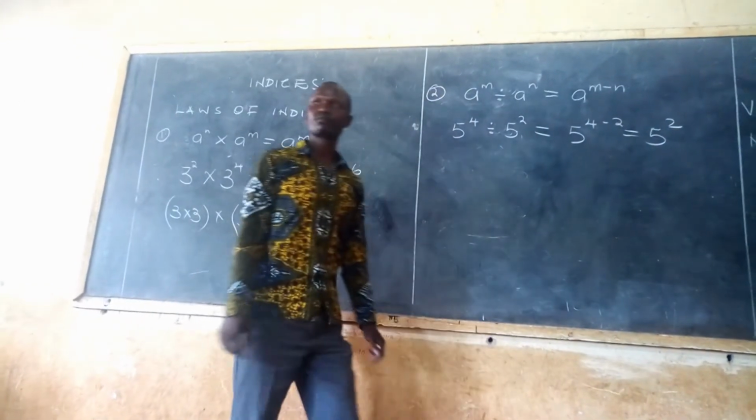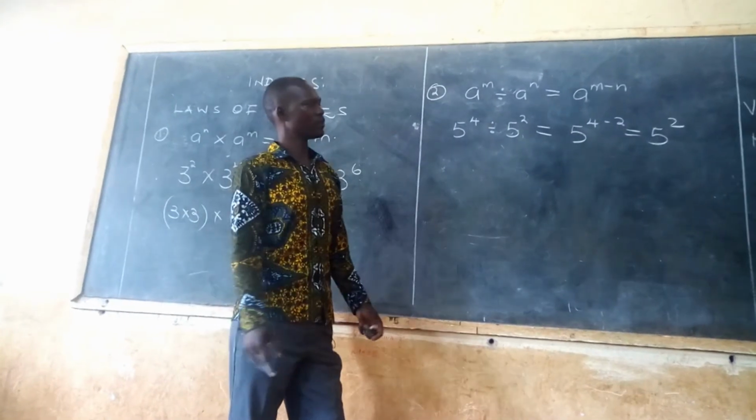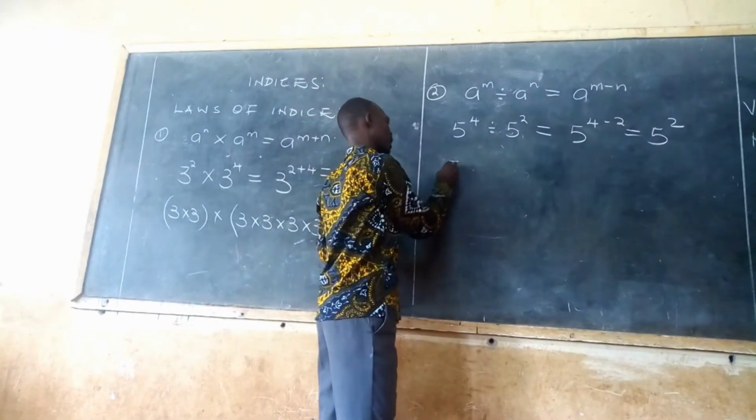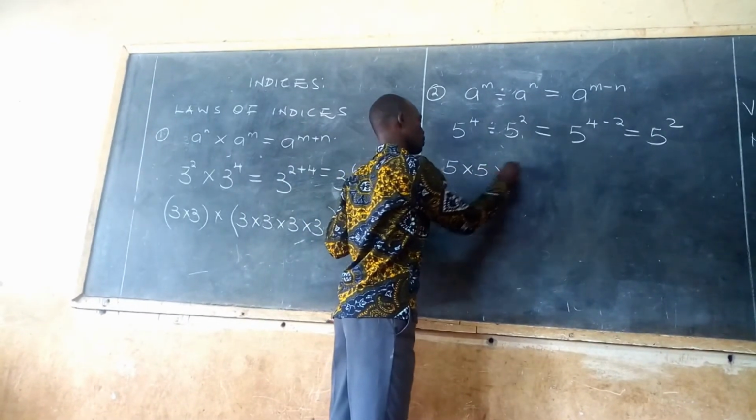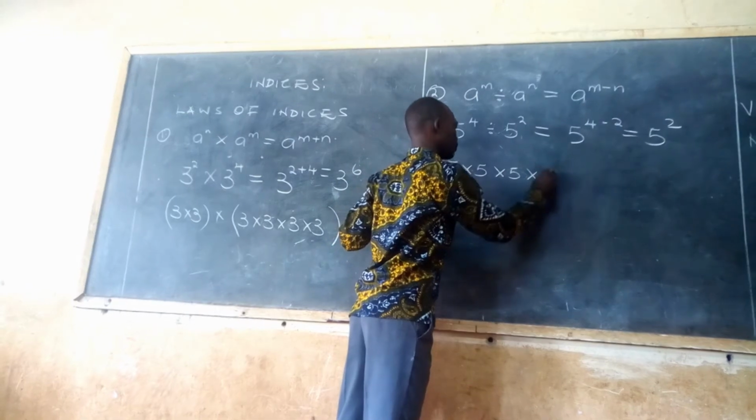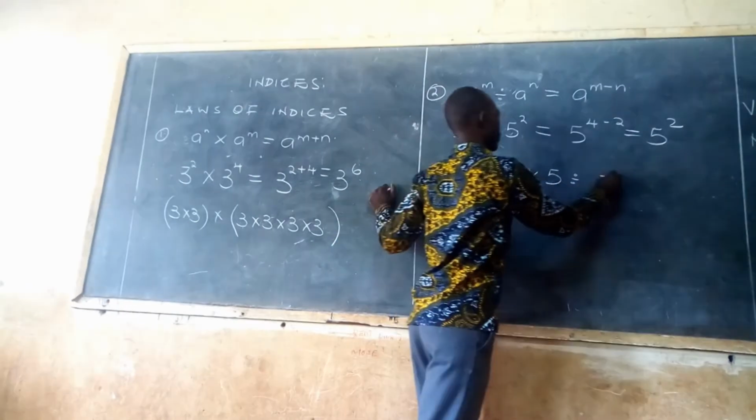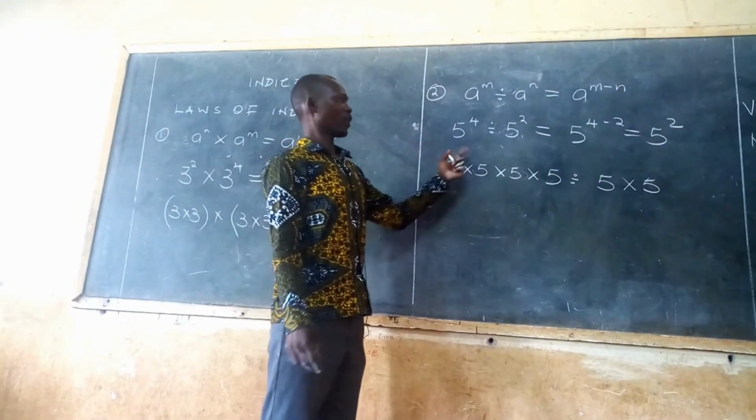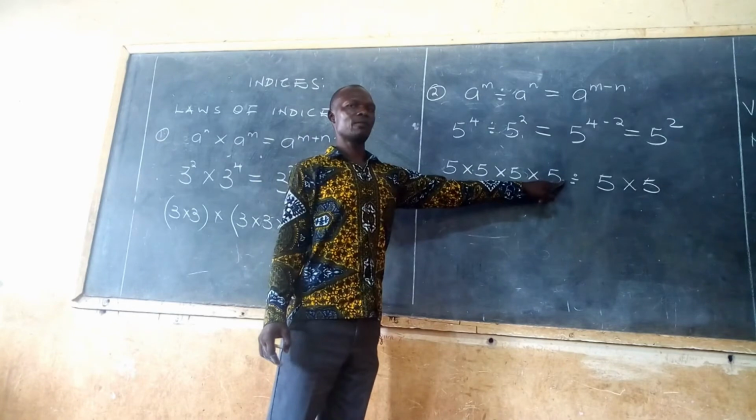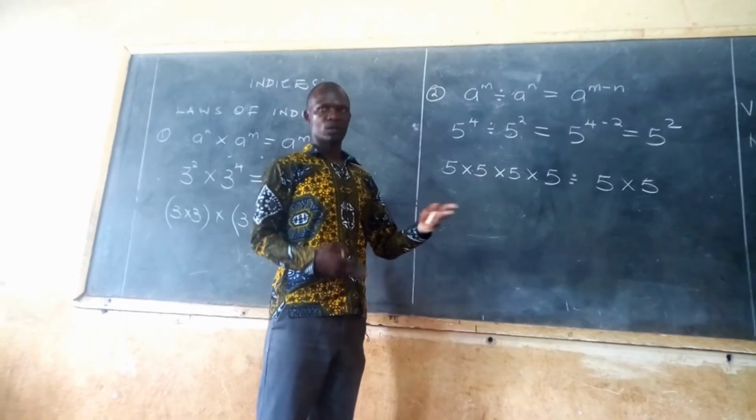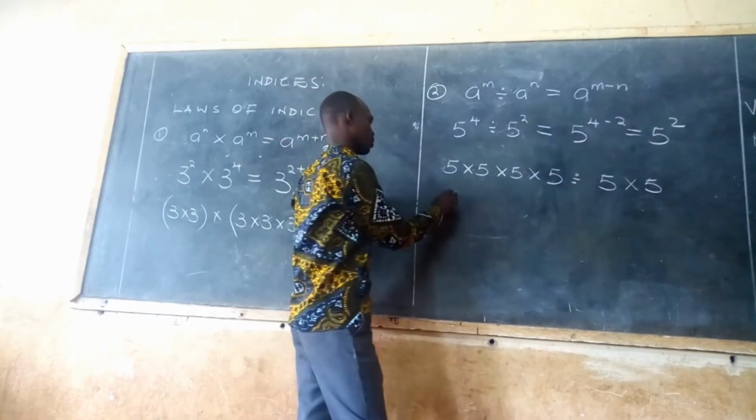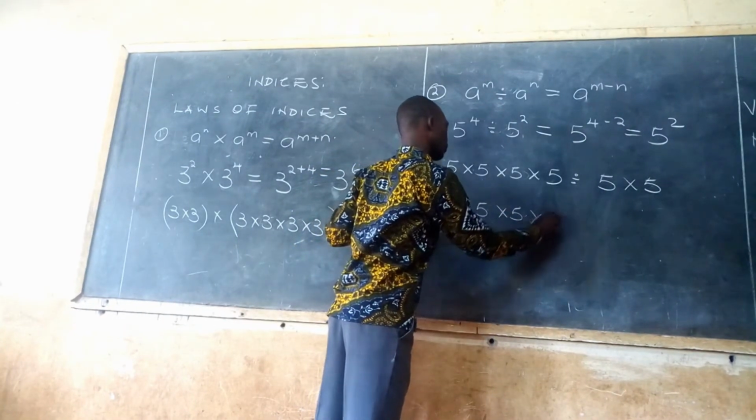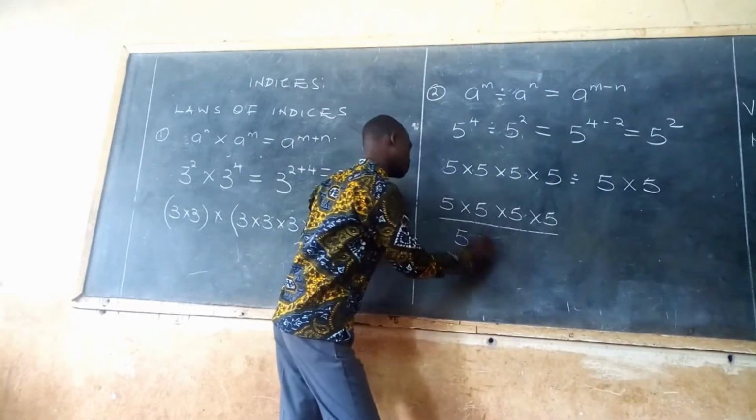We want to prove it, or rather demonstrate it very easily. What does 5 to the power 4 mean? It is 5, 1, 2, 3, 4, divided by 5 by 5. You are aware that division here means you can put it over, because that will explain it easier. So that means we'll have 5, 1, 2, 3, 4 over 1, 2.